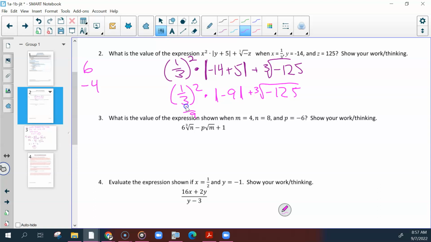This, there's nothing else left inside, so these two things are going to multiply. This is going to become just positive 9. This is going to become a negative 5. This is going to become what? 1/9 times 9. 1.